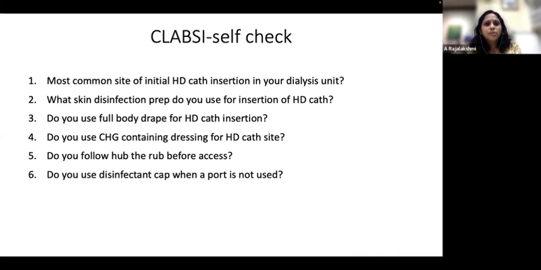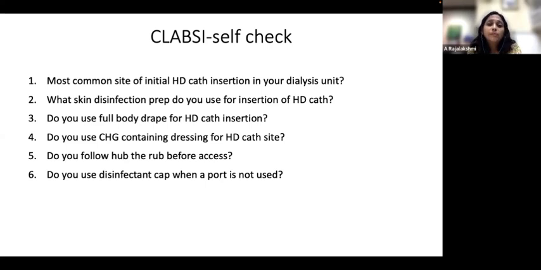What skin disinfection preparation do you use for insertion of an HD catheter? The appropriate skin disinfection is 2% chlorhexidine at insertion. Chlorhexidine plus alcohol, 70% alcohol. Do you use a full body drape for an HD catheter? You should be using a full body drape. You should not be using a small drape which covers only the neck and shoulder. Do you use a chlorhexidine-containing dressing for the HD catheter site? Yes, ideally it should be, even though it is changed twice weekly.